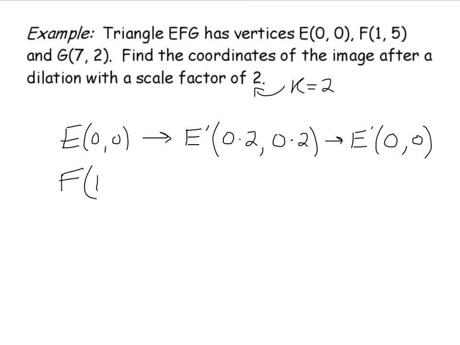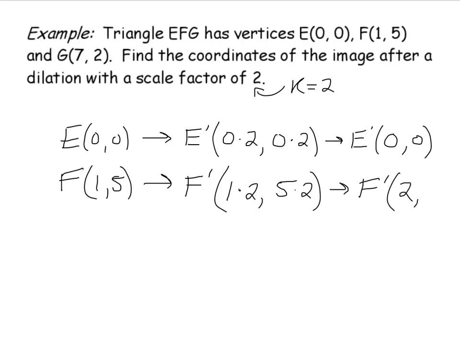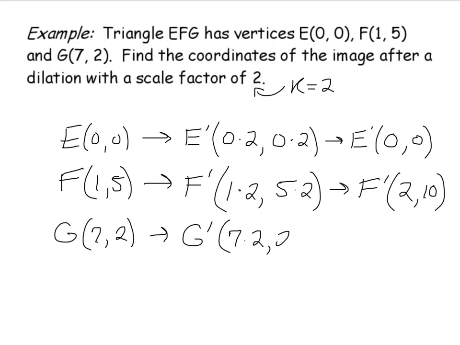So my original F was 1, 5. If I'm going to change it into F prime, I'll take the x coordinate, times it by my scale factor of 2, and then my y coordinate, and multiply by a scale factor of 2. So that my new F prime is 2, 10. Last one, G. G was 7, 2. If I'm going to do the transformation, my G prime, I'd take 7 times 2 and 2 times 2. So G prime will end up giving me 14, 4. So those are all the coordinates for the vertices on my image, or my triangle, E prime, F prime, G prime.